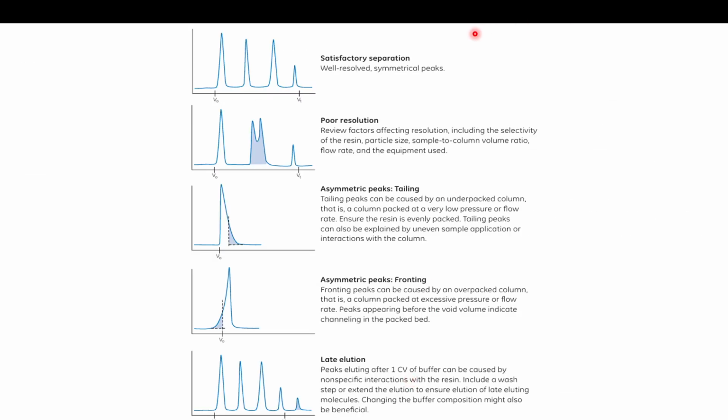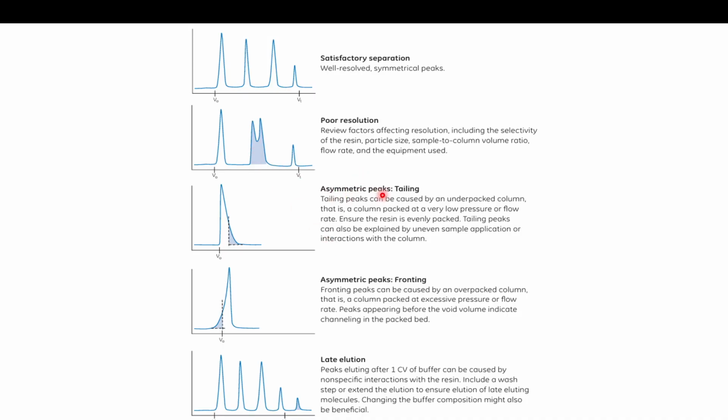Okay. Now these are some examples of chromatograms that can help you identify whether the SEC separation has been good or bad, or it's satisfactory, or it has to be performed again. Like this is a satisfactory separation with really well resolved and symmetrical peaks. This is a poor resolution. These are well separated, right? But at this point, this is a poor resolution.